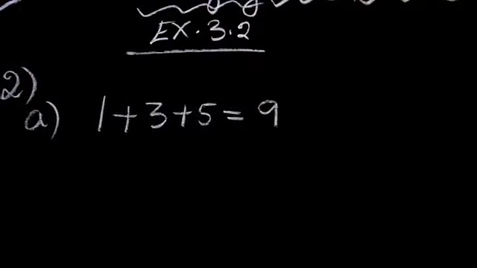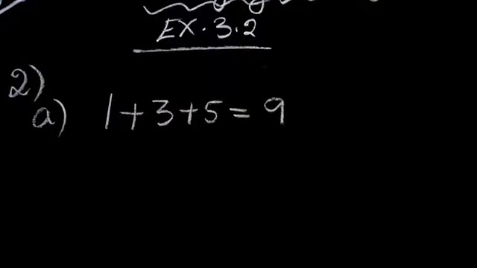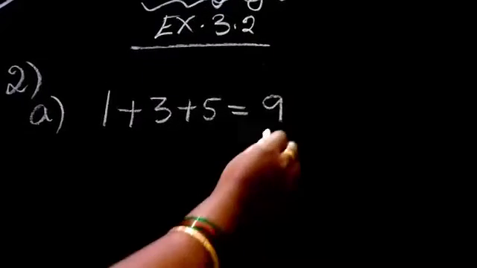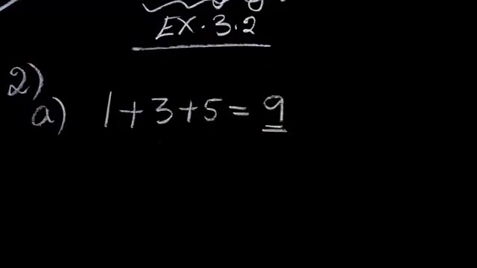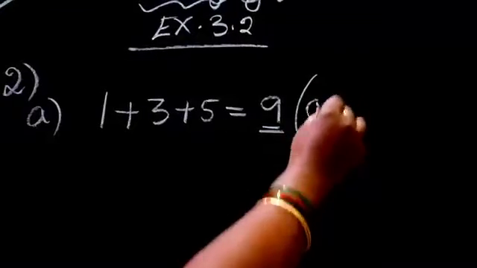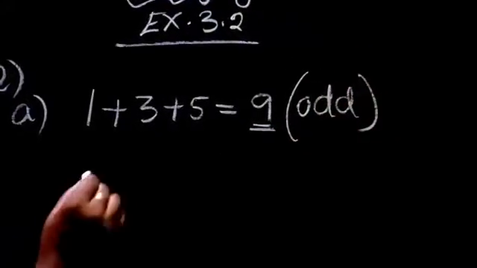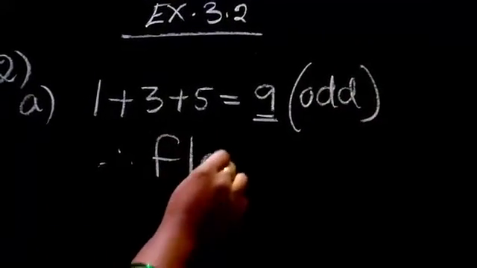Our question is, the sum of three odd numbers is even, they have given. Is 9 an even number or an odd number? It is an odd number. So the statement is false.